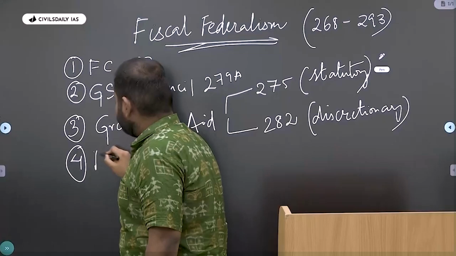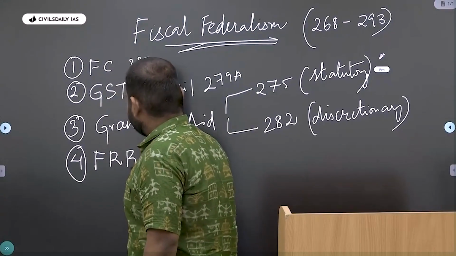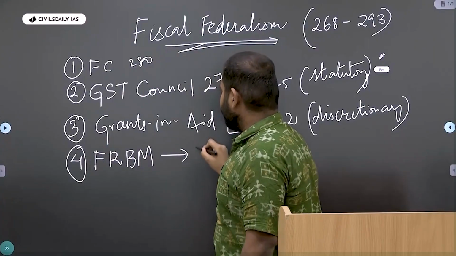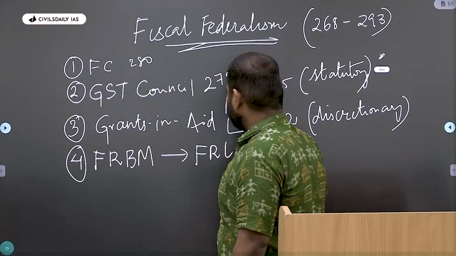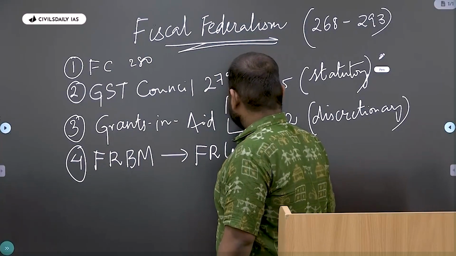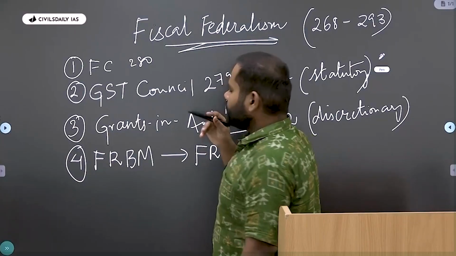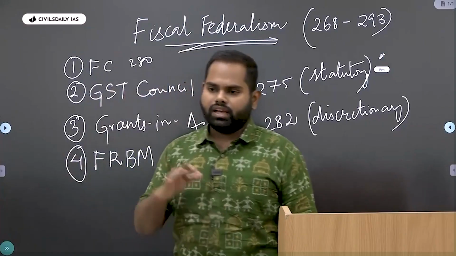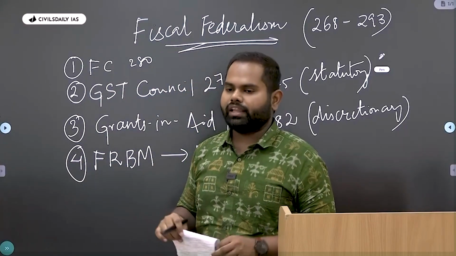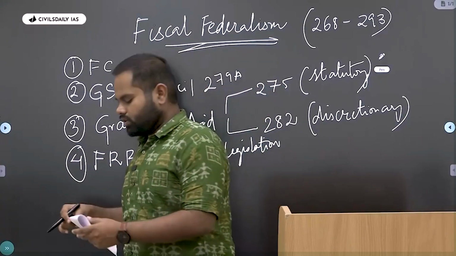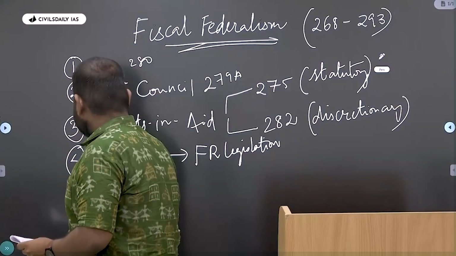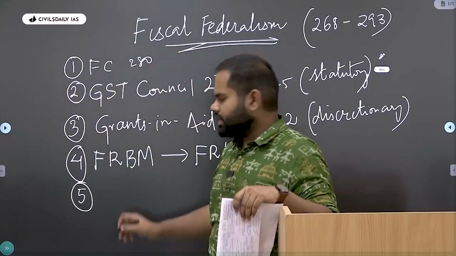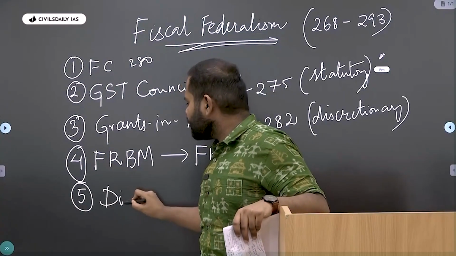FRBM. Under FRBM, everybody has to have their own FRL legislation that limits their revenue deficit, fiscal deficit, and overall economic health as well. And they have to do periodic reporting. So that's also a mandate for them. What else? Yes, disaster management funds. What else?